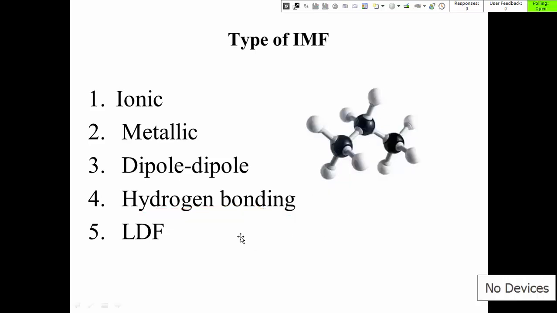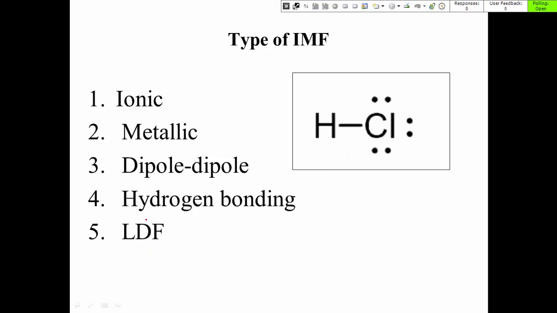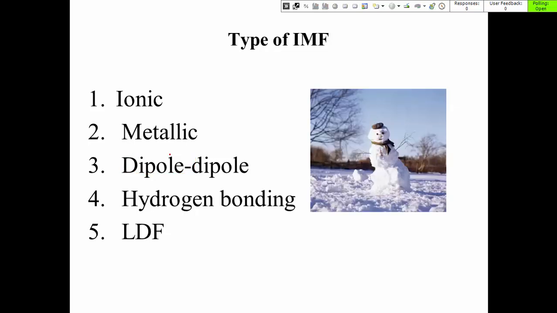This molecule is nonpolar. Nonpolar molecules, London dispersion forces. LDF, nonpolar. HCl is a polar molecule. It can't hydrogen bond, so it's just good old dipole-dipole. Well, snowman is made out of water. Water is H2O. H2O can hydrogen bond.